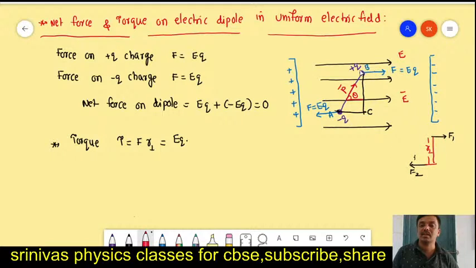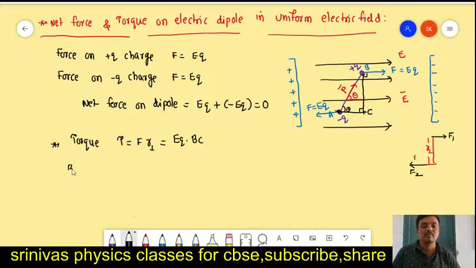From the figure, the perpendicular distance between the forces is BC. Because this is the perpendicular and this is the perpendicular, and on this side one force is there, on this side one force is there. BC is the perpendicular distance. EQ into BC we should write. But from the figure, how to write the BC?